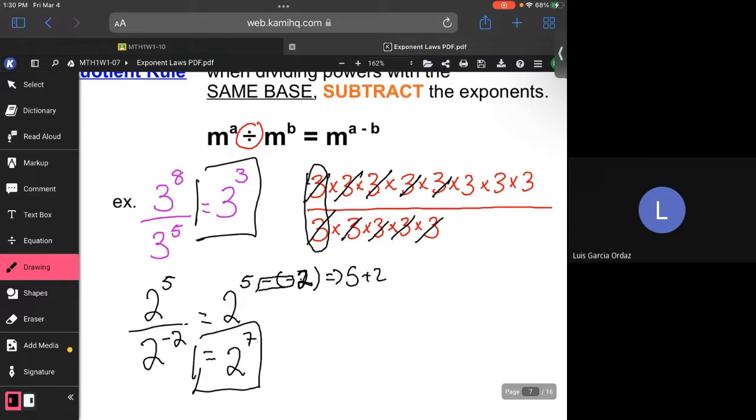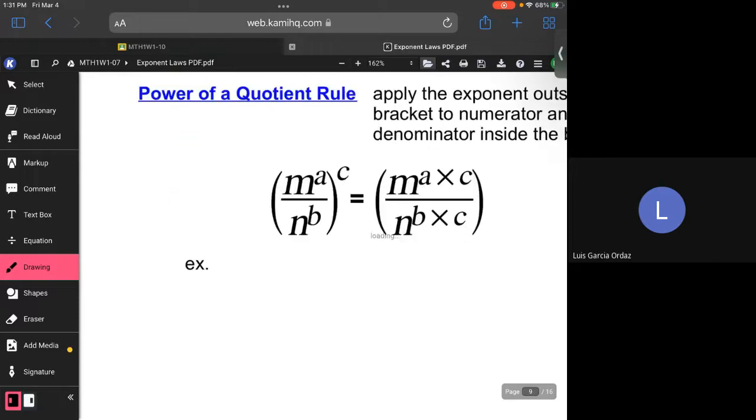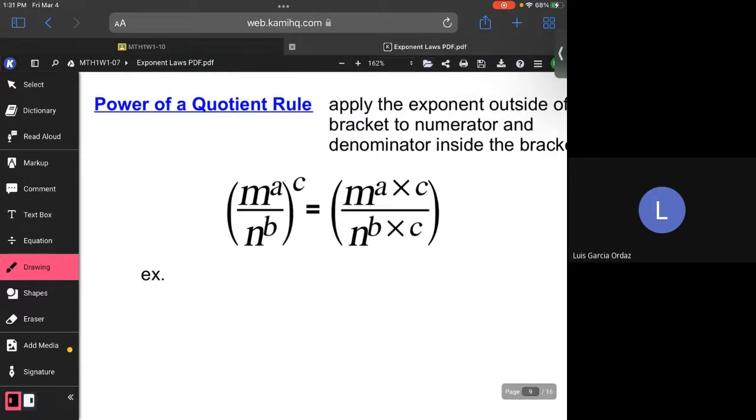Okay, so the second last rule we're going to talk about is the power of a quotient. So here we have two exponents with two different bases. Let's say we have 2 to the power of 3 divided by 4 to the power of 2, all to the power of 2. What do you guys notice right away with this?